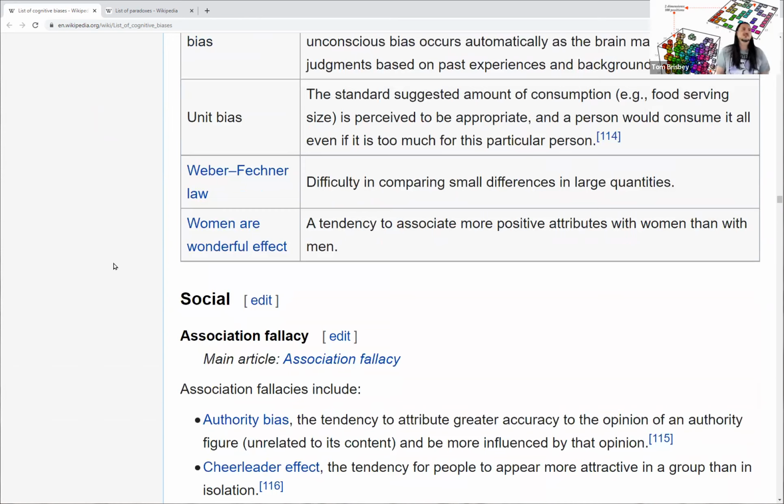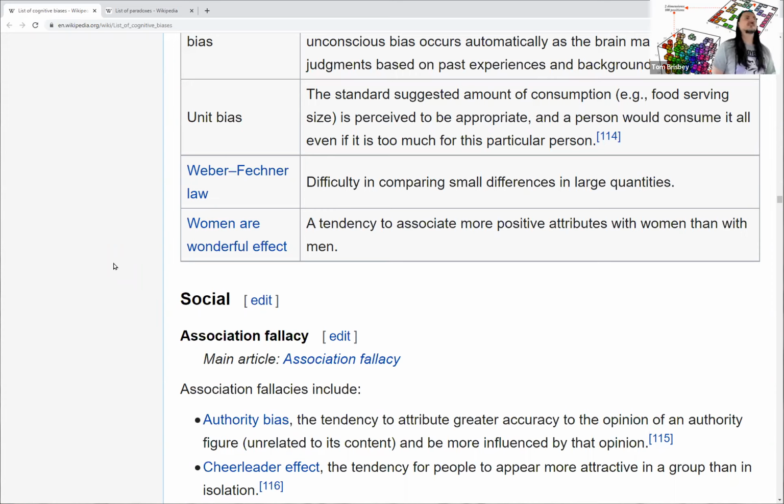Unit bias, the standard suggested amount of consumption is perceived to be appropriate, and a person would consume it even if it's too much. Yeah, so how much am I supposed to take? Somebody else make the decision for moderation. I can take all of it or none of it. That's a lack of duality that makes that bias. The need for specificity.